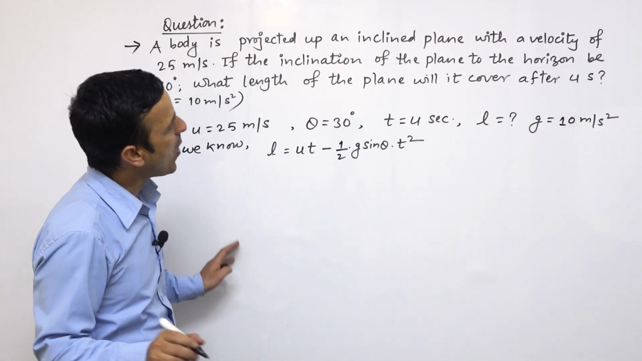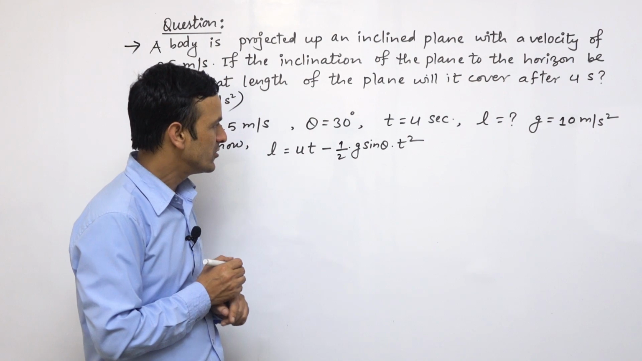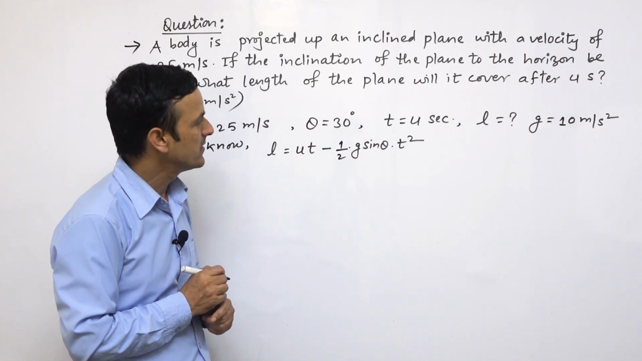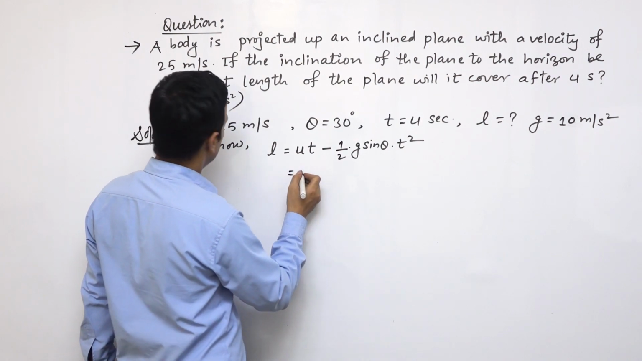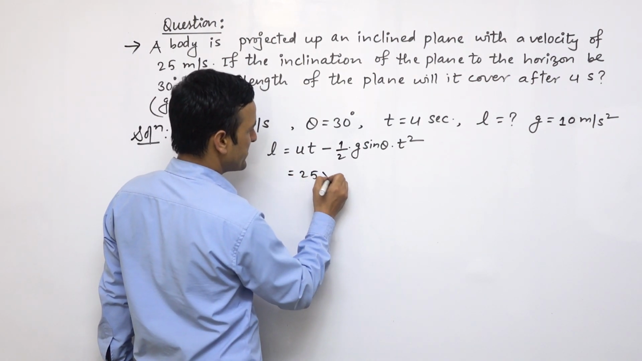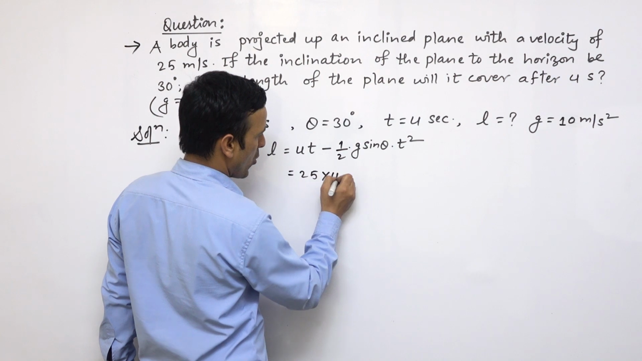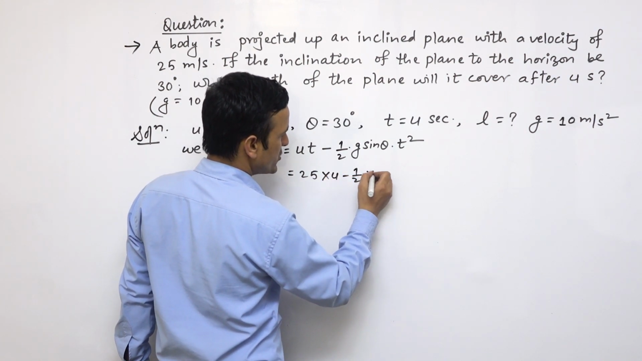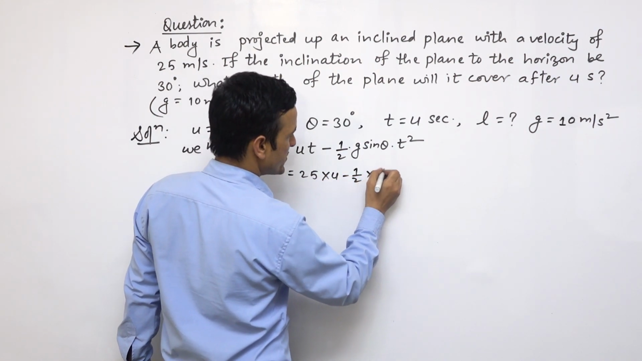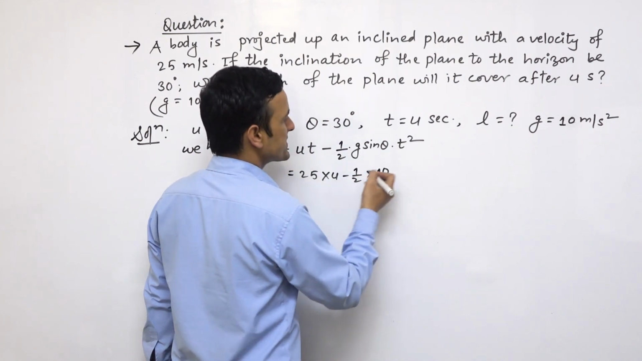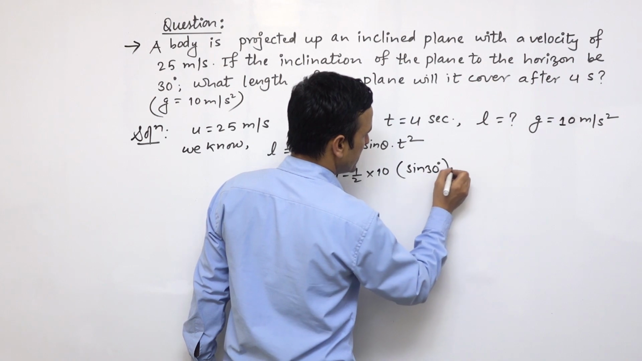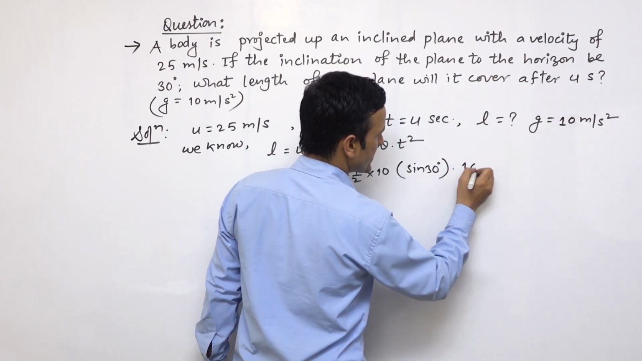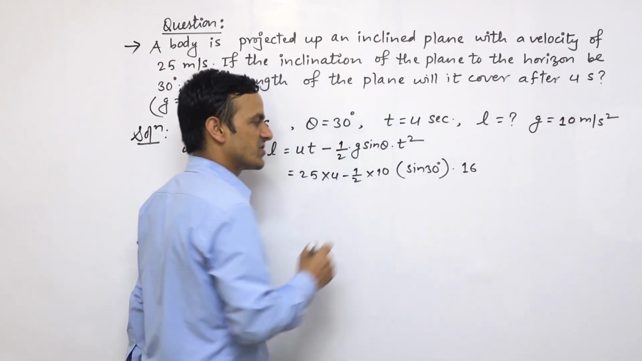So substituting all the values in this formula, we get the required term L. Let's put L, it is unknown. So u is 25, times t which is 4, minus half into g, which is 10, sin theta means sin 30, t square means 4 square, which is 16.